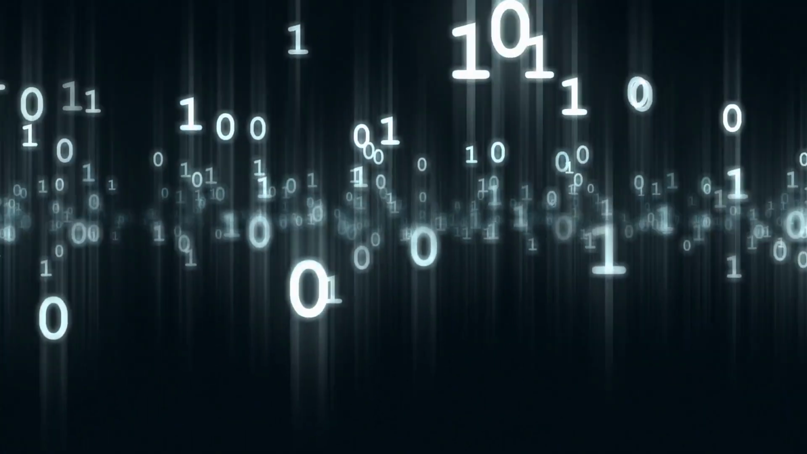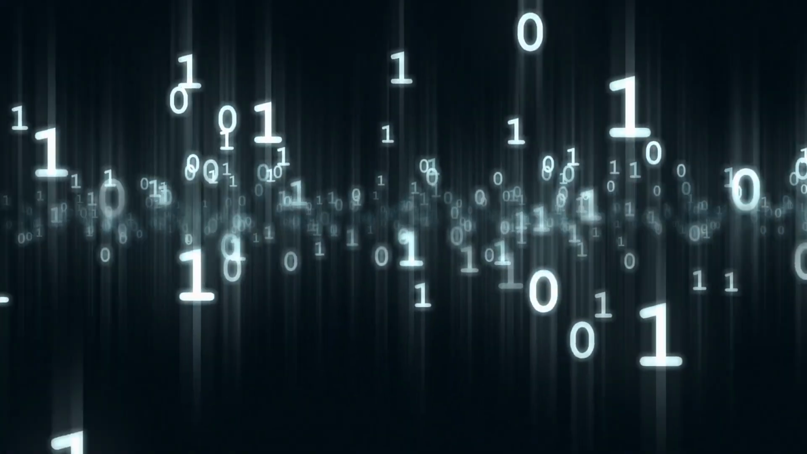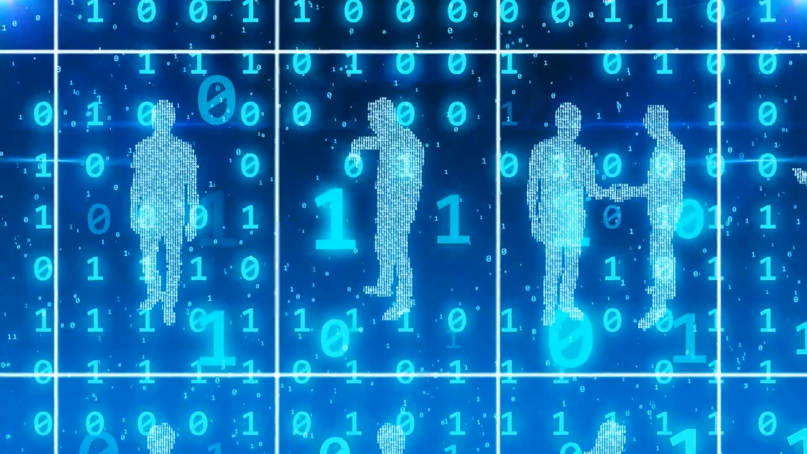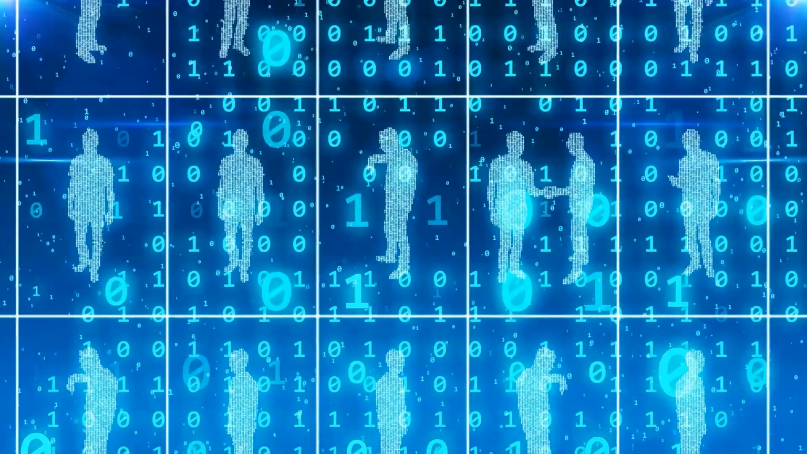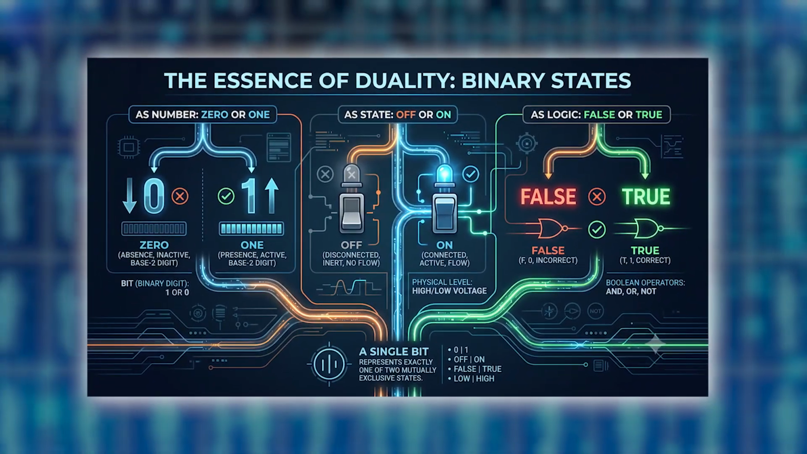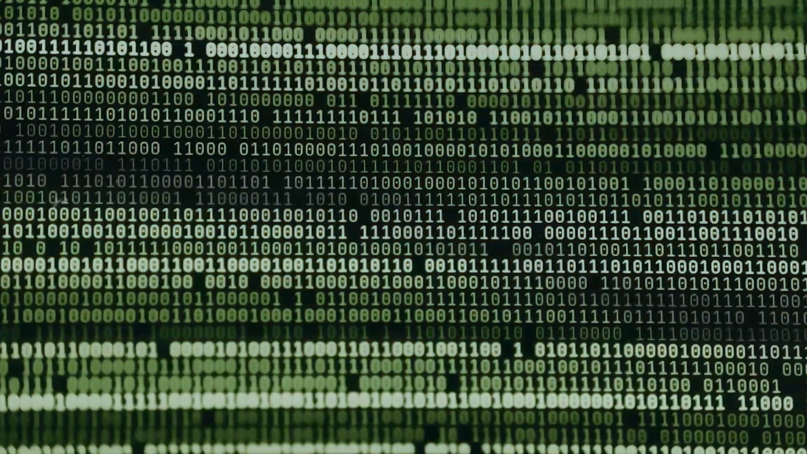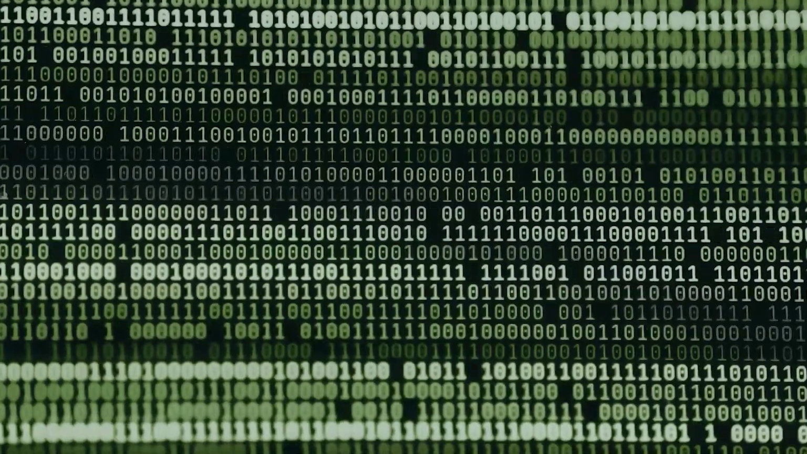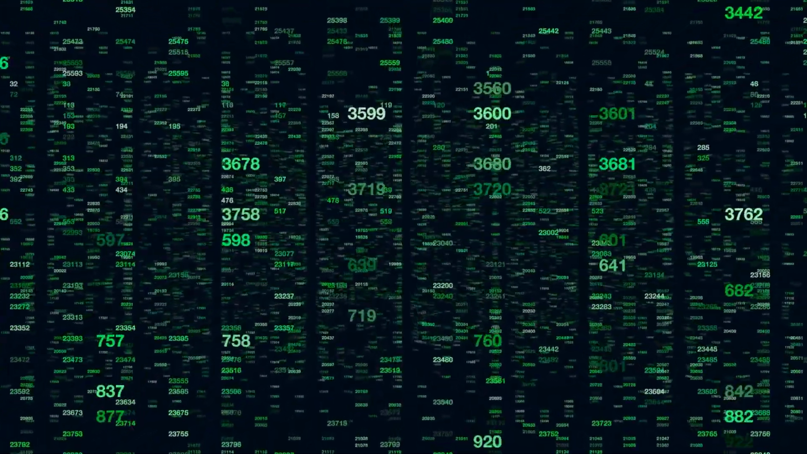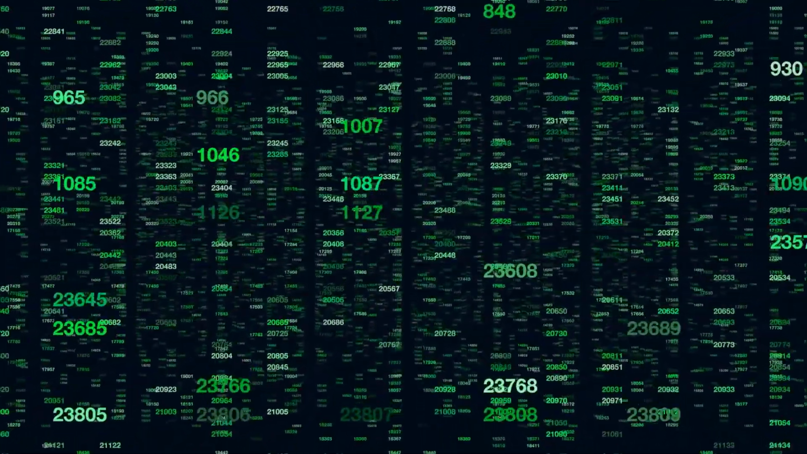Let us start with the classical bit, because understanding what we are departing from is essential. A classical bit is the most fundamental unit of information in classical computing. It is always in one of exactly two states, 0 or 1, off or on, false or true. Every calculation a classical computer performs, every piece of data it stores, every instruction it executes is built from sequences of bits being manipulated by logic gates.